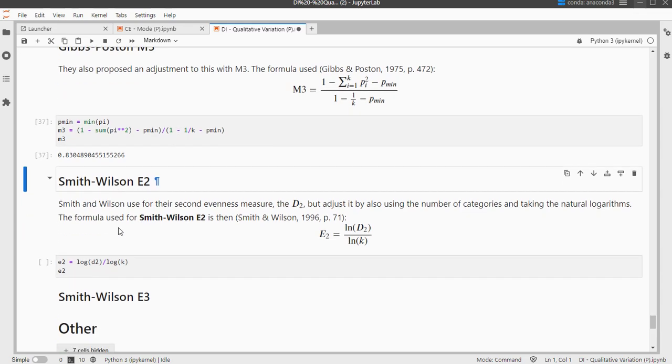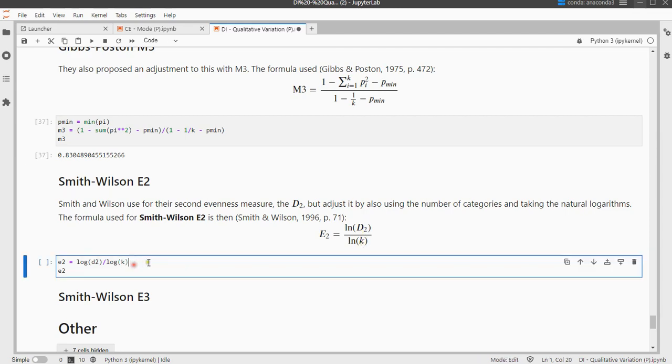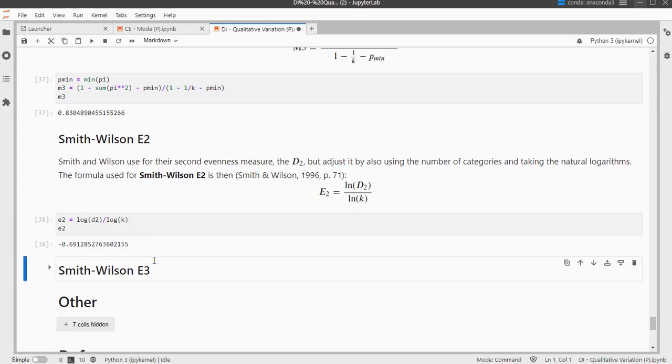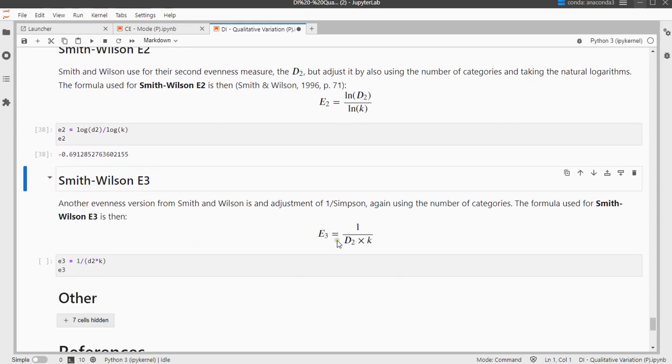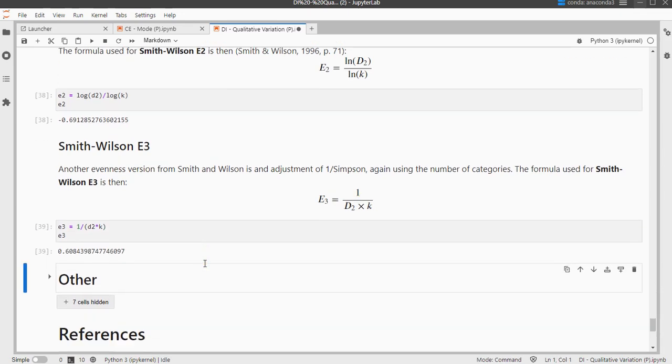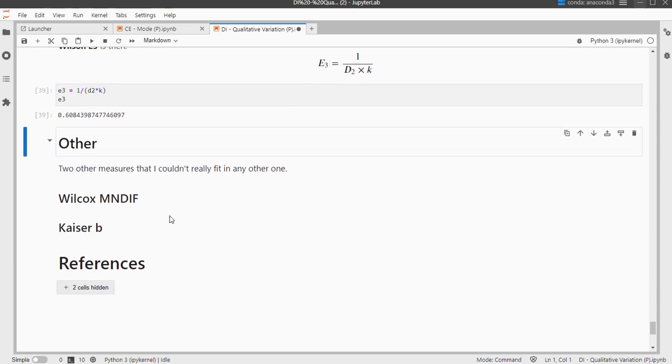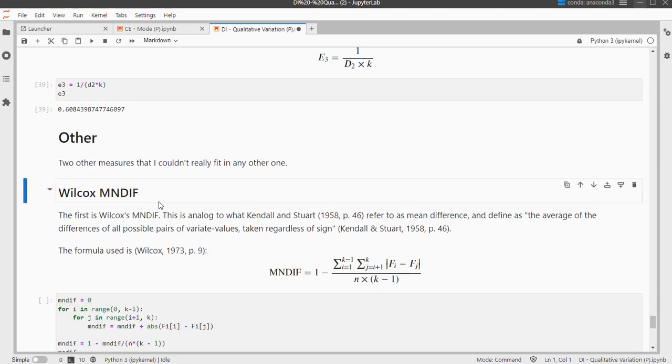The same goes for Smith-Wilson. It's using the natural logarithm of that d2 and the natural logarithm of k. Divide those two over each other and you're done. And for Smith-Wilson, it's that d2 value, again 1 over d2 times k, and we're done. Two more to go that I couldn't really fit into another category.